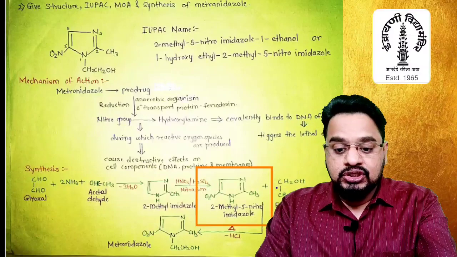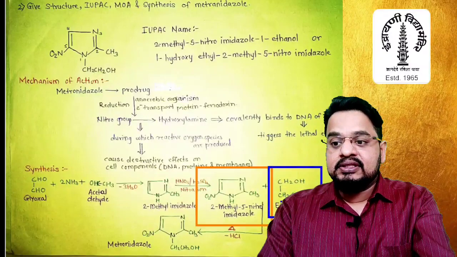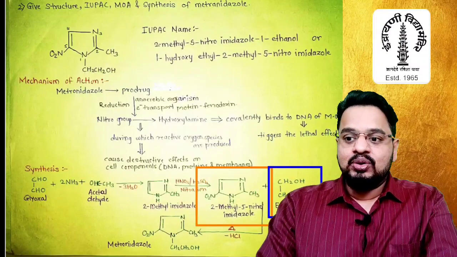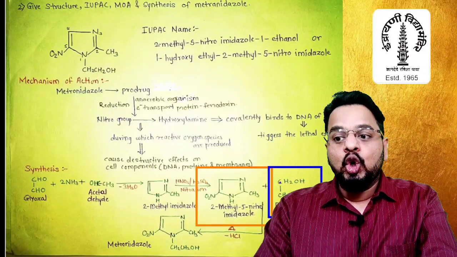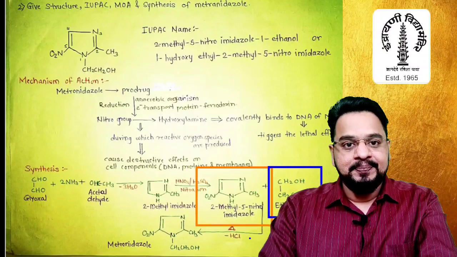Now this 2-methyl-5-nitro-imidazole, we are going to react it with this one. What is this? This is CH2CH2, this is ethylene. Now to this ethylene, what is that? Chlorine. And OH, hydrogen. So it is ethylene chlorohydrin.